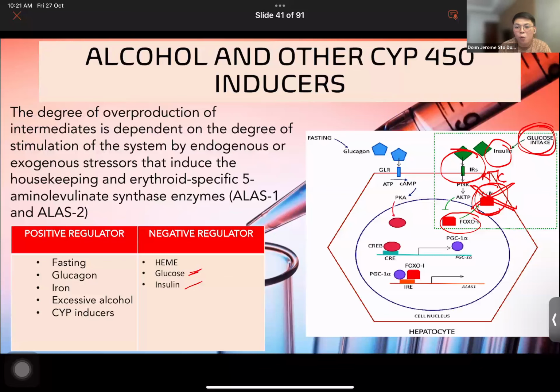Kapag inactive ang FOXO1, meron pa bang transcription factor na sasama kay PGC1 alpha and iron to transcribe and translate ALAS? Wala na po. Therefore, by giving glucose or insulin, can that decrease your ALAS? Yes po. That is why patients with porphyrias are treated using glucose. Binibigyan po sila ng intravenous injection ng glucose as well as commercial preparation of heme known as hematin. Okay? Naintindihan po how the regulators affect the synthesis of ALAS?